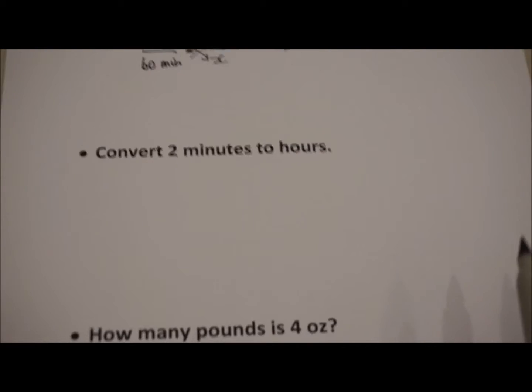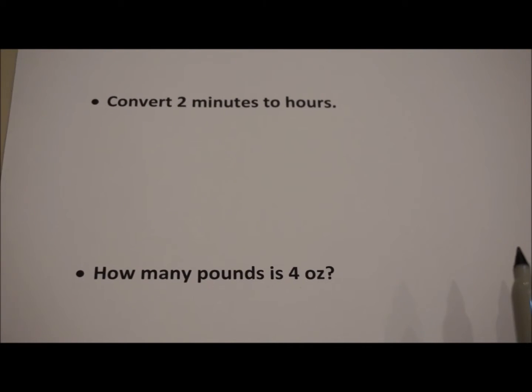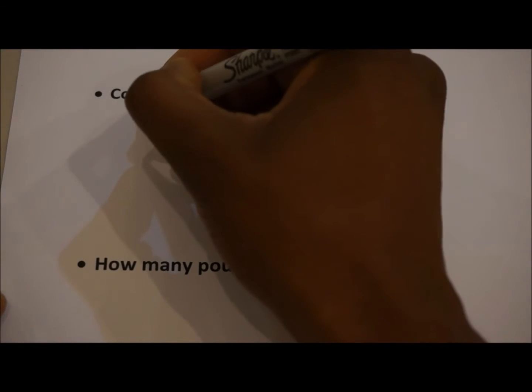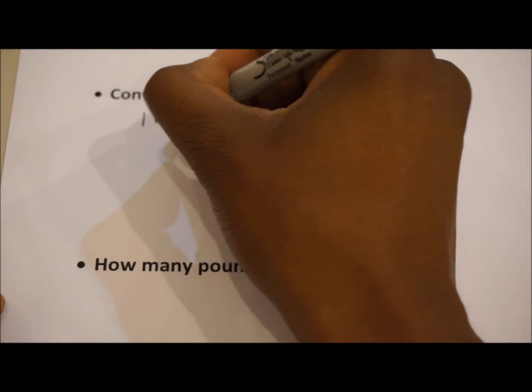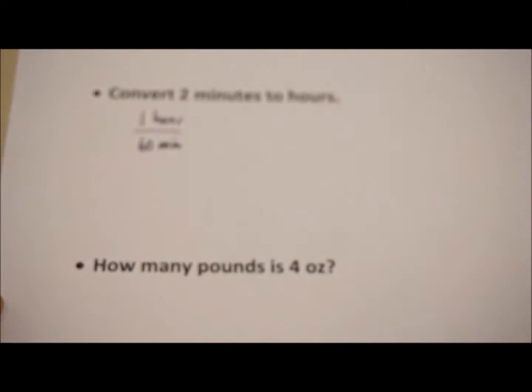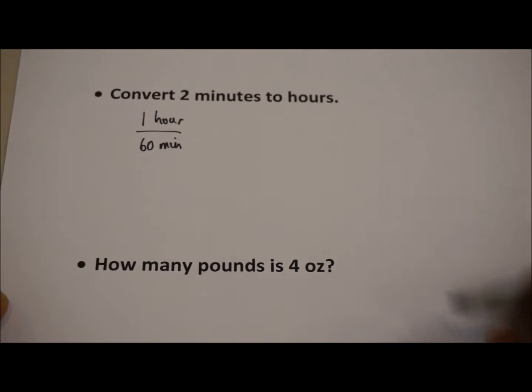Here's another example. We are asked to convert 2 minutes into hours. If we are asked to convert 2 minutes into hours, we apply exactly the same technique. We start with exactly what we know. We know that 1 hour is 60 minutes. Therefore, we represent our proportion.